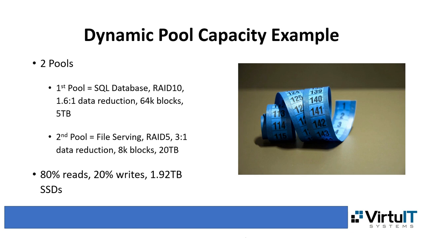Dynamic pool capacity. So I want to give you an example of how dynamic pools work and all the different elements we've just been discussing. So I have 2 pools in this example. The first one is a SQL database. We're going to configure it for RAID 10 because we want that performance. We're going to be very conservative in our data reduction. We're just going to choose 1.6:1.